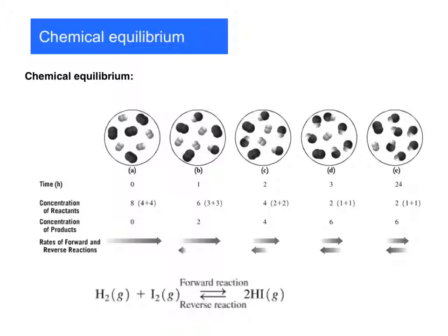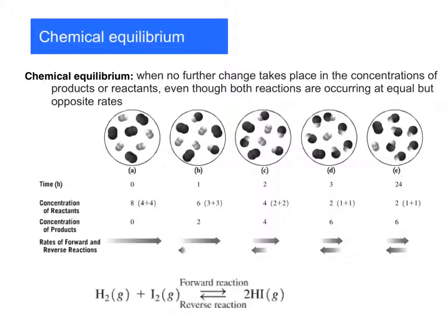Chemical equilibrium, like I just said, is when no further change takes place in the concentrations of the reactants and products, even though the two reactions continue at equal but opposite rates. Now here we have a reversible reaction: H2 plus I2 goes to 2HI, and this is the reaction we did in our activity in class earlier this week. When we start off, usually we start off with just reactants.